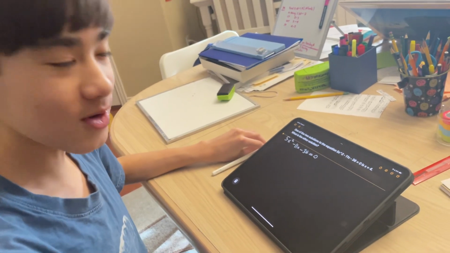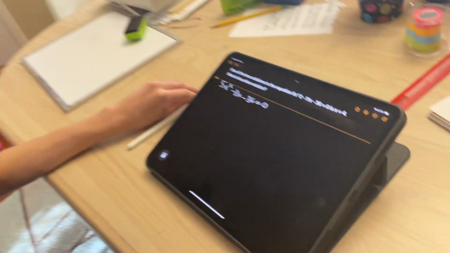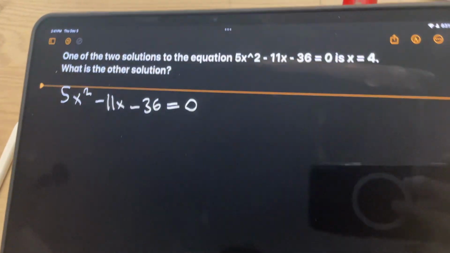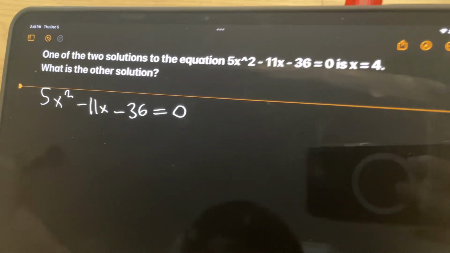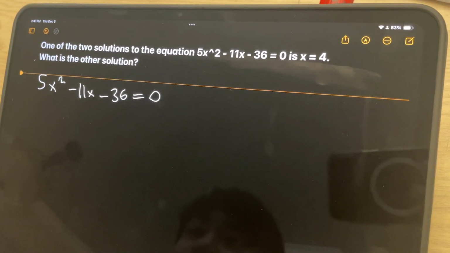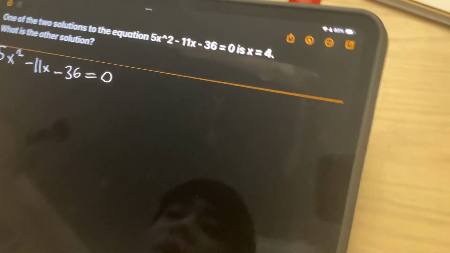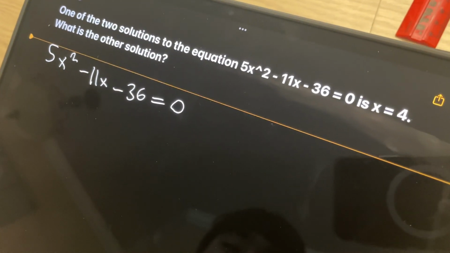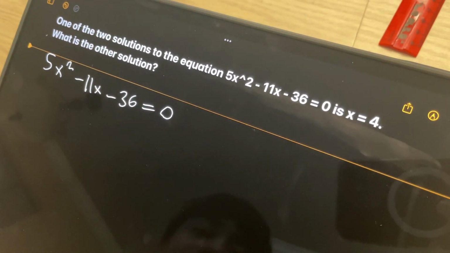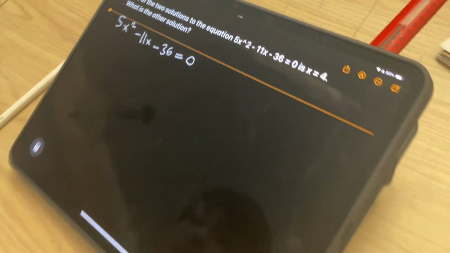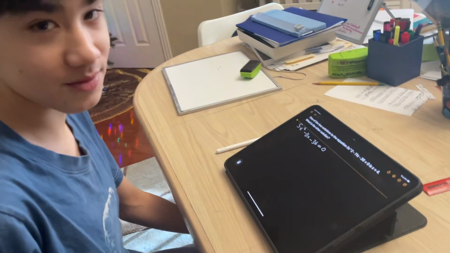In this video, we're going to be explaining how to solve this quadratic equations problem from the AoPS Algebra 1 homework. The question is, one of the two solutions to the equation 5x squared minus 11x minus 36 equals 0 is x equals 4. What is the other solution?